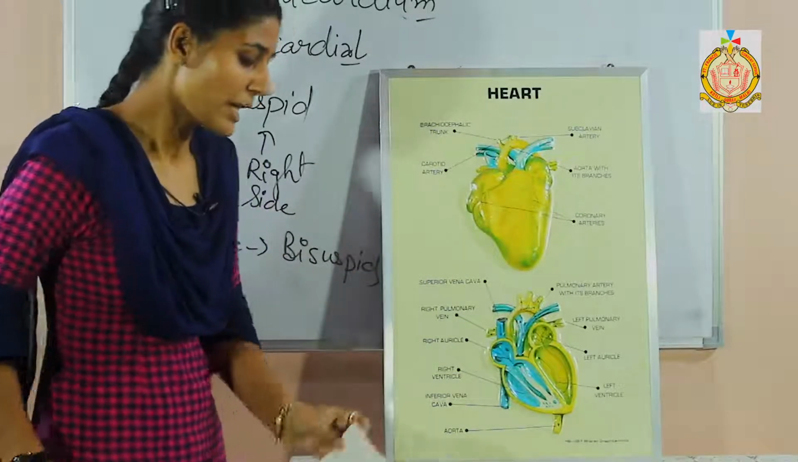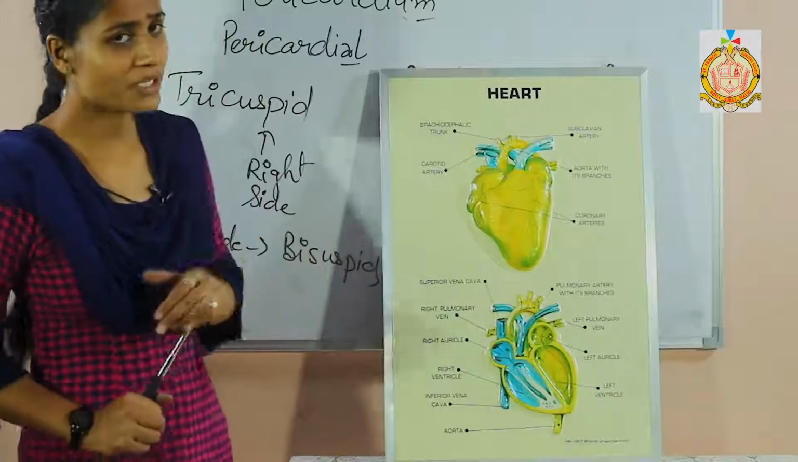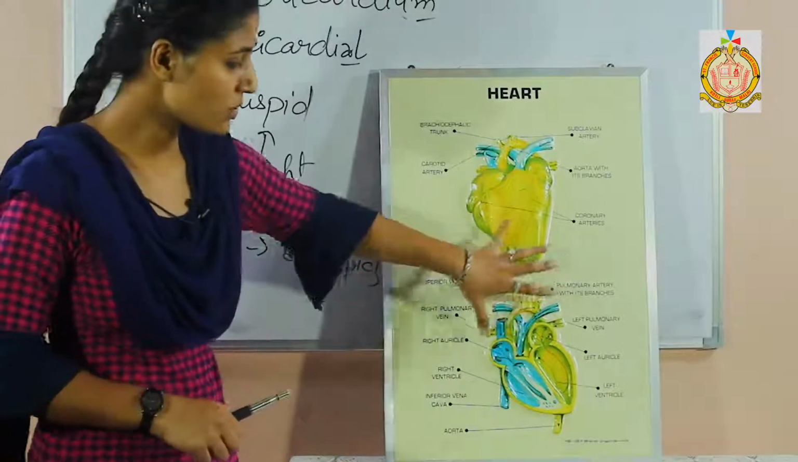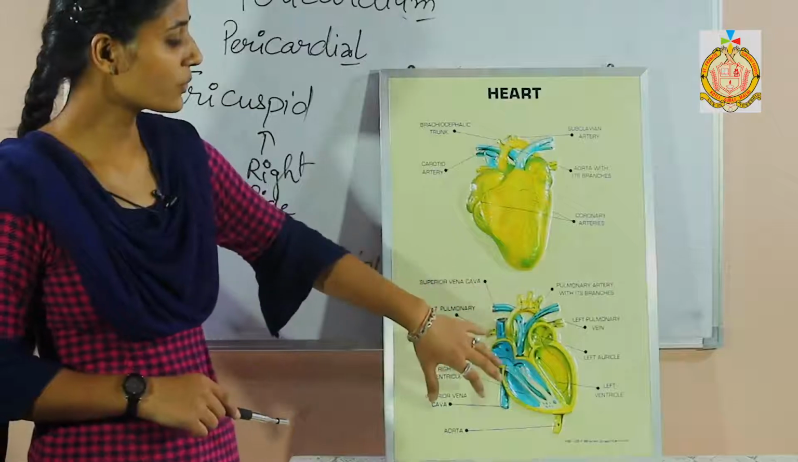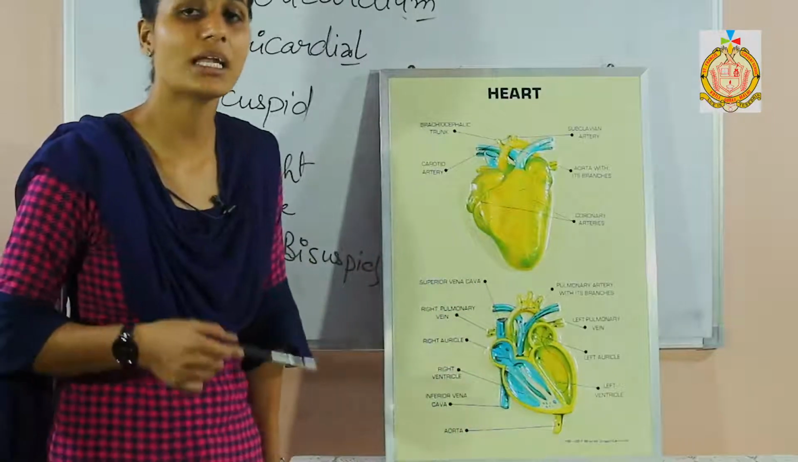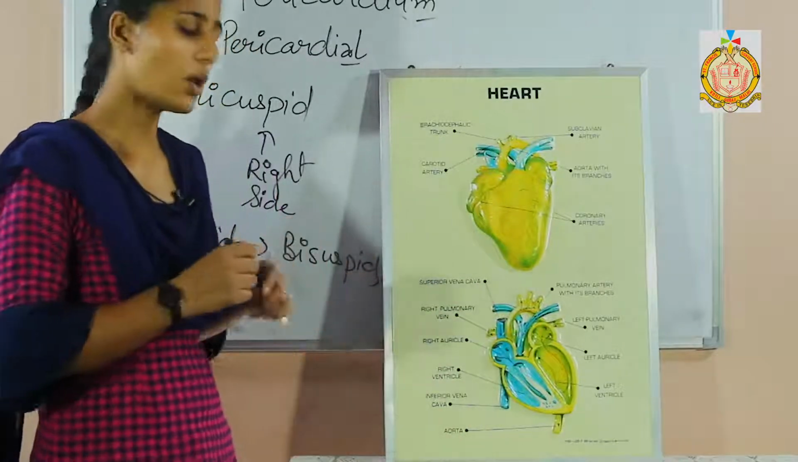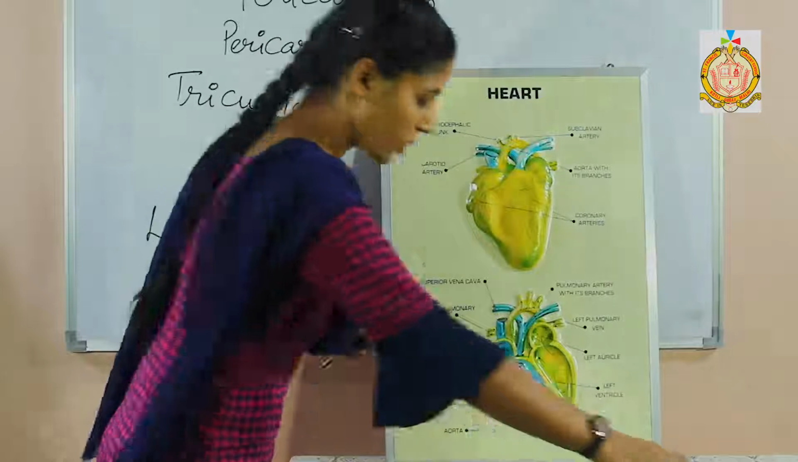Next, we are going to discuss the blood circulation topic. This was all about the parts of the heart. Hope you understood it all. Now we are going to discuss how the blood is entering and leaving the heart and how it is going to the whole parts of the body too.